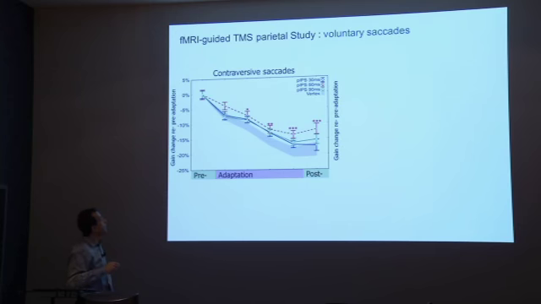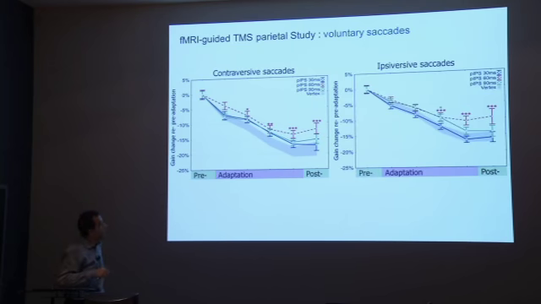PIPS stimulation. And we observed that when we applied this PIPS stimulation at 60 milliseconds after saccade onset, there was a significant reduction of the efficiency of the adaptation. So there was less change of saccade gain over trials. And this difference was maintained in the post-adaptation phase. And the same was also observed for ipsiversive saccades.